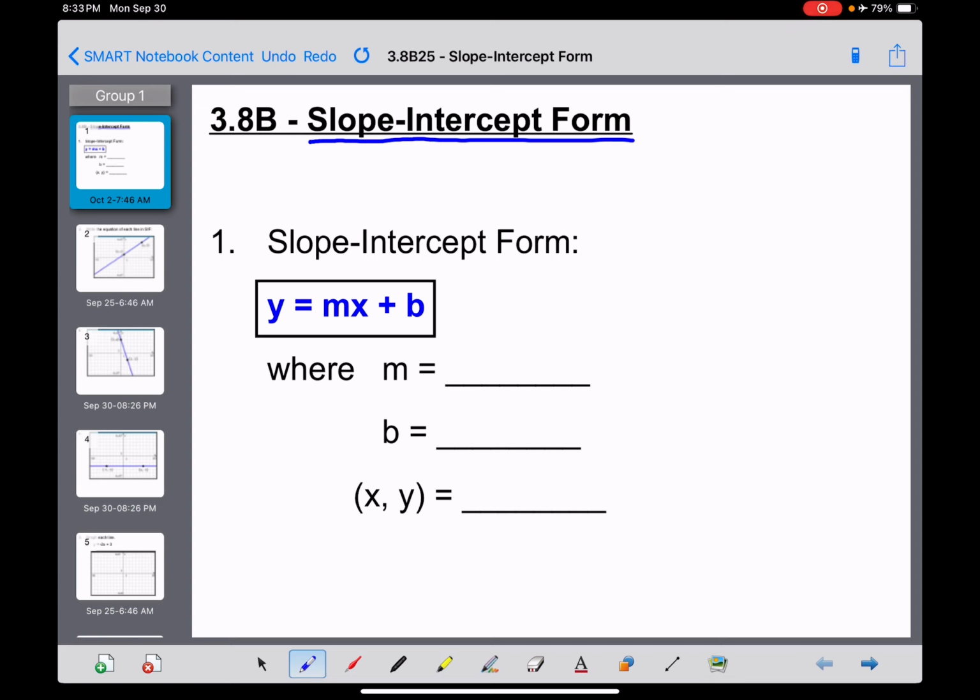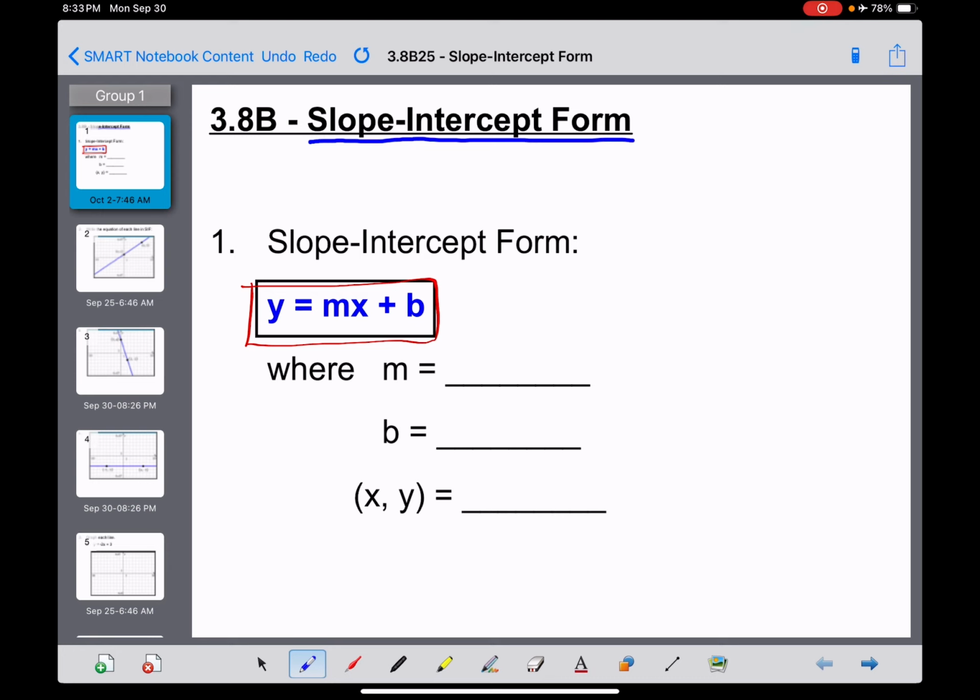Slope-intercept form is the most common, the most well-known, really the most useful of the three forms of linear equations we're going to learn about, and it looks like this right here, guys. y is equal to mx plus b. That's the formula for slope-intercept form, but a formula is no good to us unless we know what all of those variables stand for.